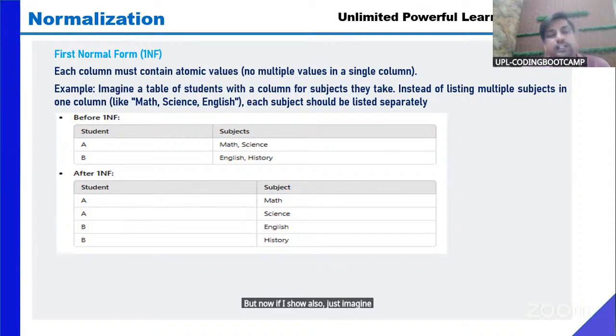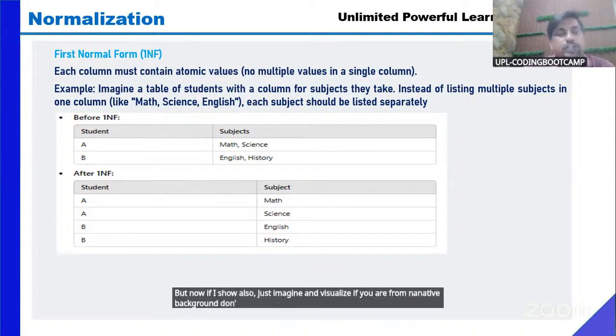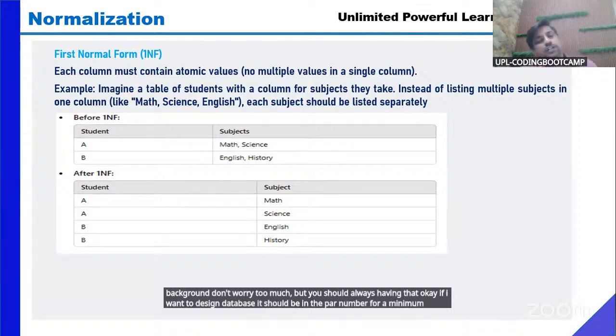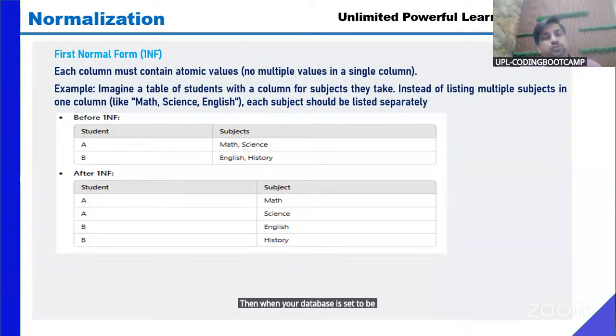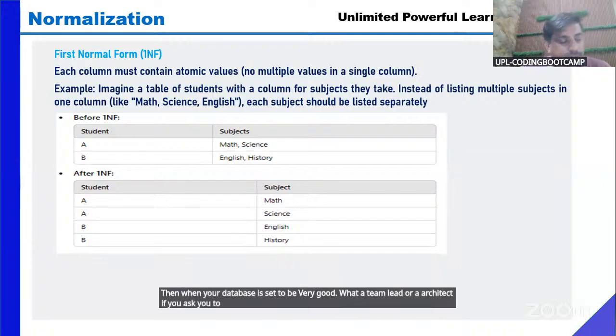If you are from a non-IT background, don't worry too much, but you should always keep in mind that if I want to design a database, it should be in the third normal form at minimum. Then only your database is said to be very good. What a team lead or an architect will do if you ask them to review the database is check whether the database is in the normal form or not.